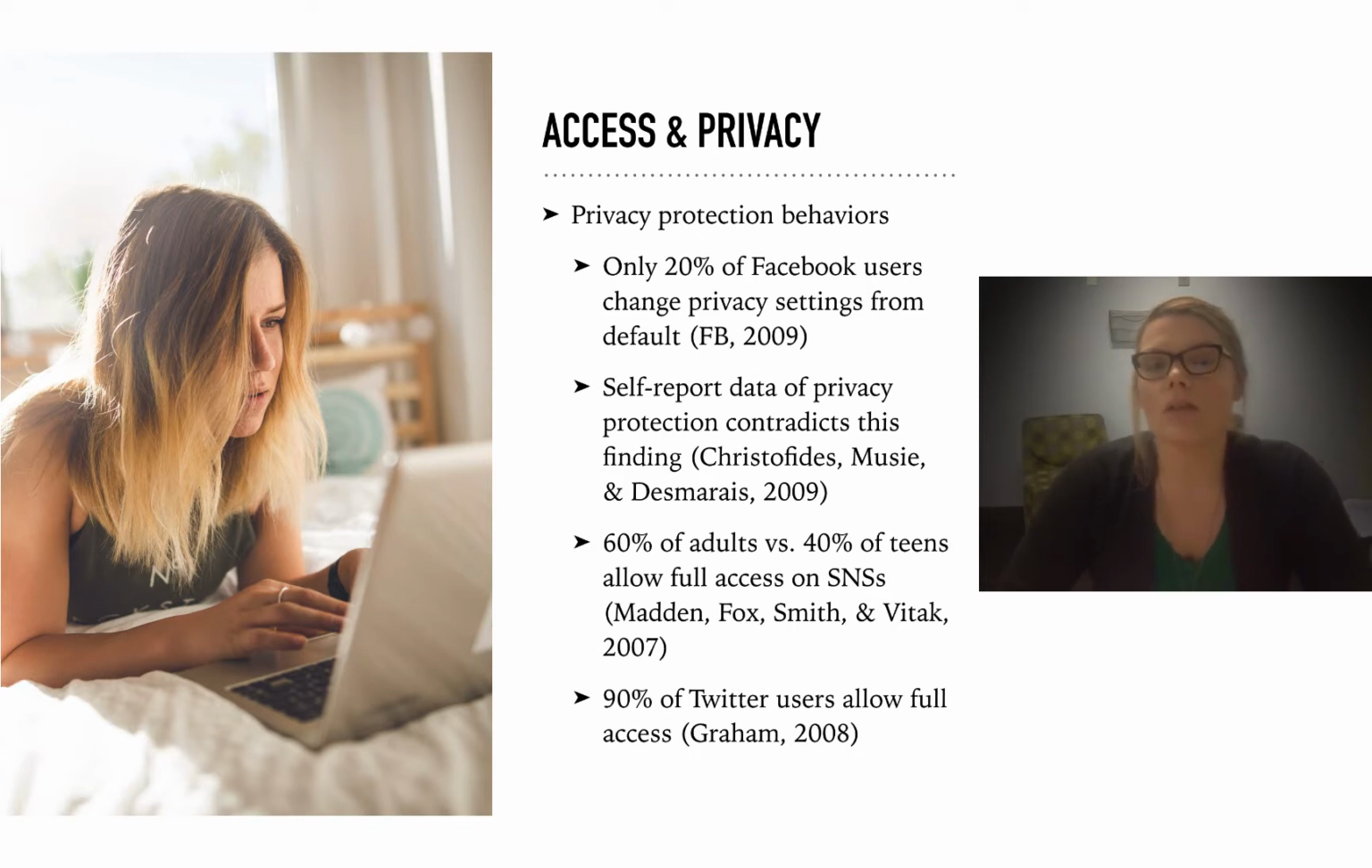It's also interesting that there are generational differences in the way that we share information online. For example, one study found that 60% of adults allow full access on social networking sites, while only 40% of teens do the same. And also, depending on the platform that we use to disclose information about ourselves, the way that we provide access may be different. So as an example, Graham found that 90% of Twitter users allow full access to their information.